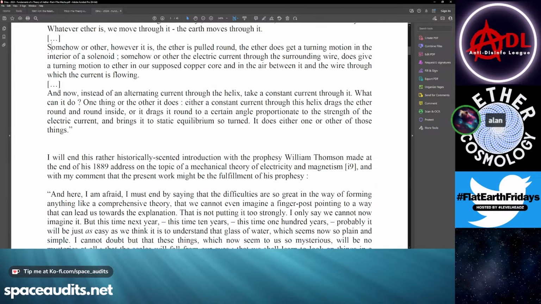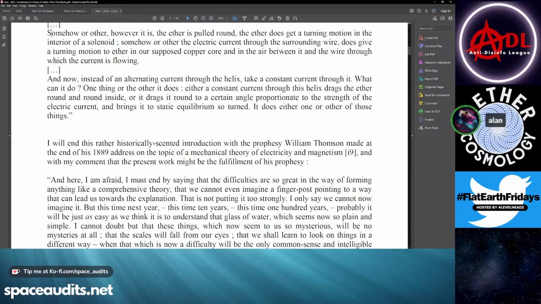And this is like a continuation of quotes or whatever. And now, instead of alternating current through the helix, take a constant current through it. What can it do? One thing or the other it does. Either constant current through this helix drags the ether round and round inside, or it drags it round to a certain angle proportionate to the strength of the electric current and brings it to a static equilibrium so turned. It does either one or the other of these things.